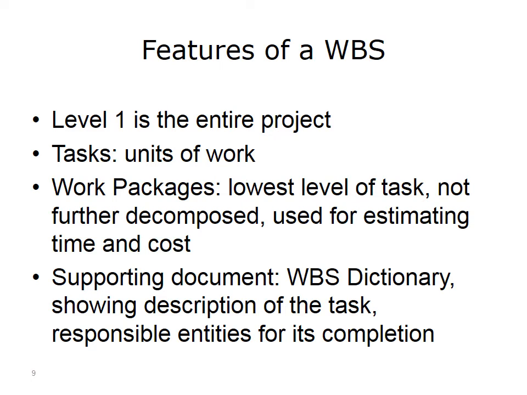The top level of the work breakdown structure, Level 1, represents the entire project and all the work that needs to be done on the project. Level 1 is broken down into smaller levels, and those levels are in turn broken down into smaller and smaller units. These work units that can be broken down are called tasks. As you continue to break down the work units, you end up with the lowest level, called work packages, which are not broken down any further. It is these work packages at the lowest level that we use as the basis for estimating time and costs.